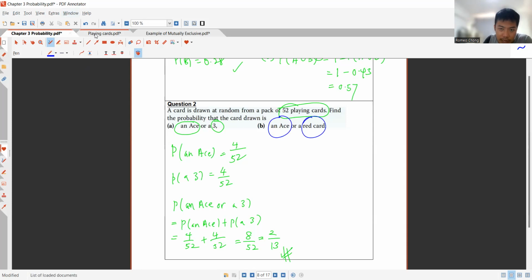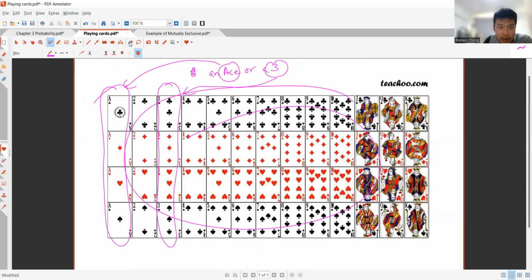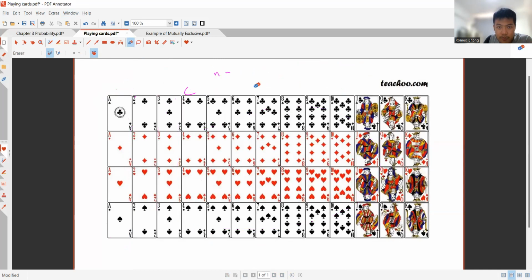So let's go back to the playing card. You want the ace and the red card, right? So let's erase this. Okay, so where is your ace? Again, your ace is actually not clear. I use this one. Okay, it's actually this part, all ace. And then your red card is actually here, the 2 rows in the middle, which means that for the red card and for the ace, there are 4 cards.